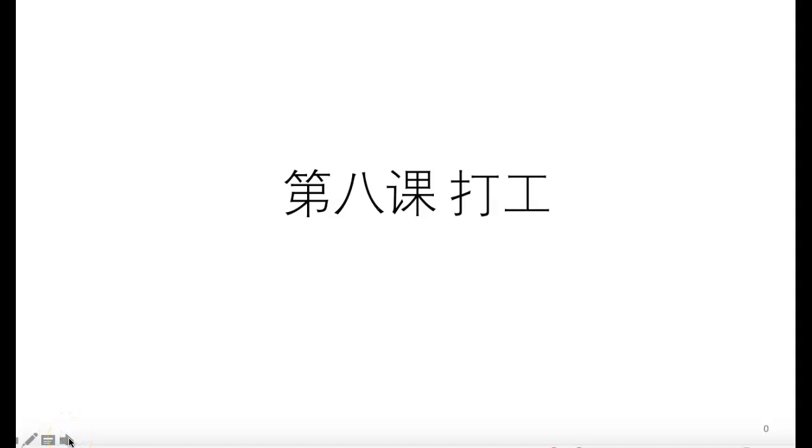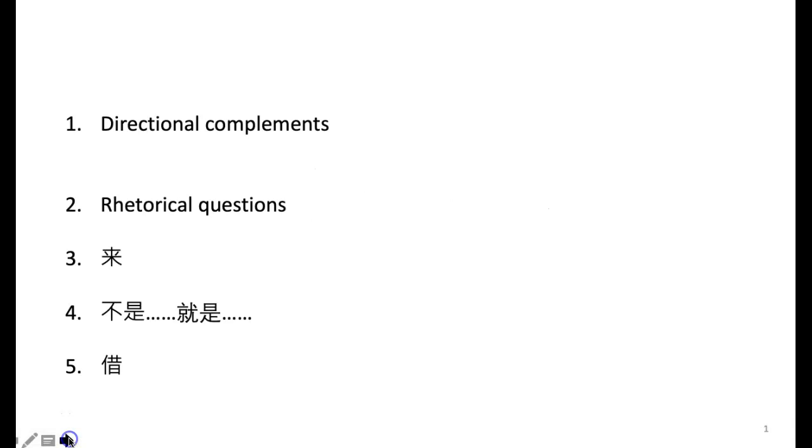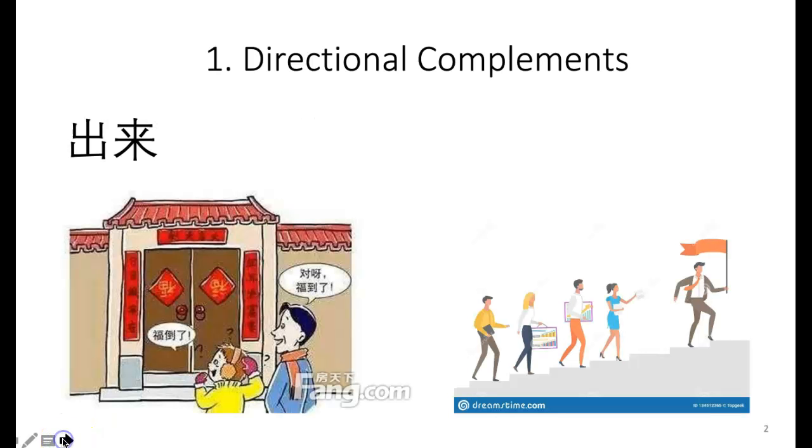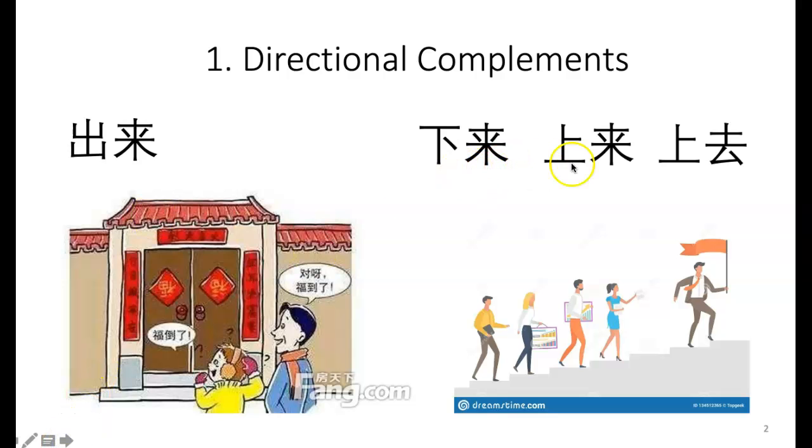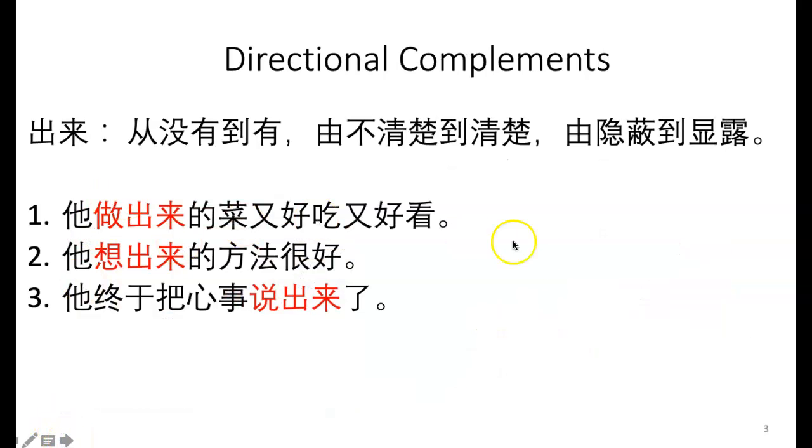好，大家好，我们现在来看一下第8课打工的语法。我们有5个语法点。Directional complements is used to indicate results. 第2个是 rhetorical questions，第3个是来，第4个是不是就是，第5个是借。好，首先 directional complements，我们学过很多 directional complements，比如出来、上来、下来、上去、进去、出去、起来等等很多很多。那么 here we're going to use these directional complements to indicate results rather than directions.